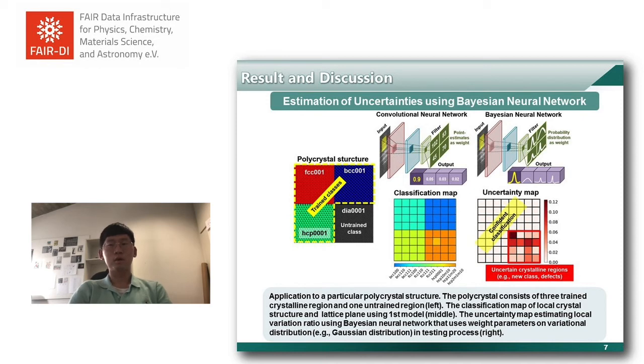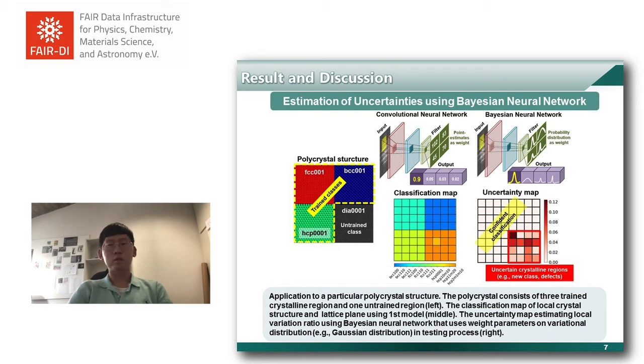So how can the model check whether the output is misclassified or not? For this, we used a Bayesian neural network. The Bayesian neural network means that it uses weighting parameters on a probability distribution in the testing phase. So even the output is not a particular value, but a distribution form. Using this model, we estimate uncertainties.